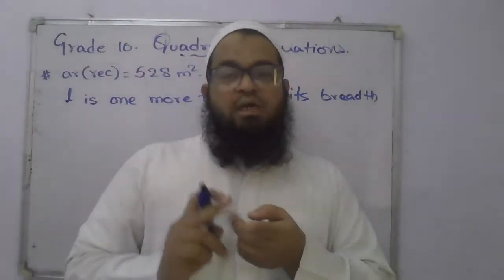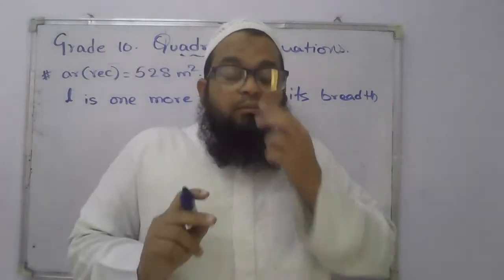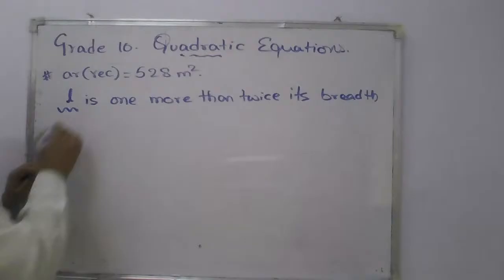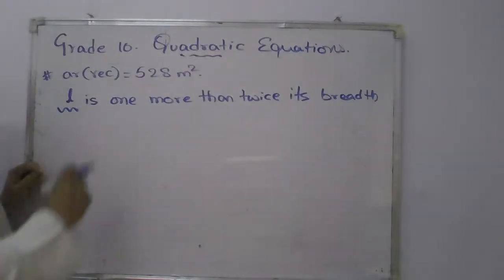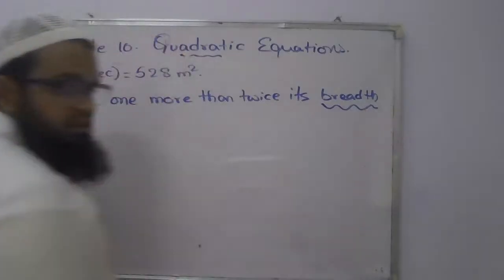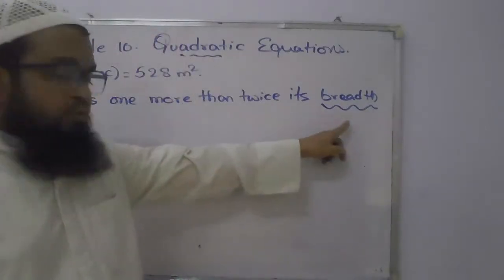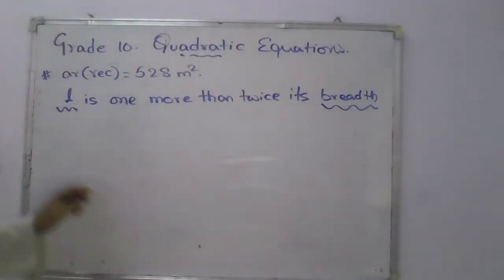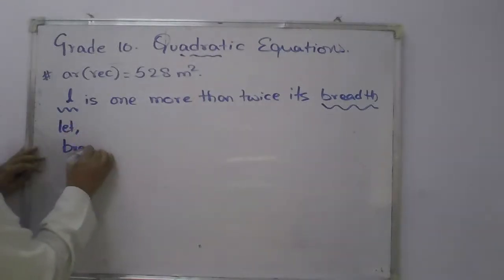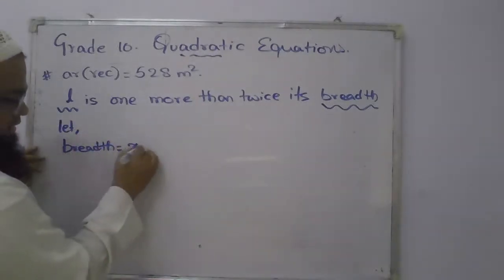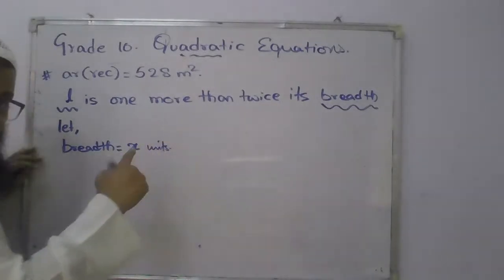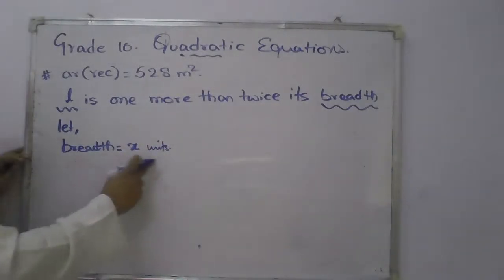Length is equal to x and the breadth is equal to y? No. Okay, how to do? See, when he has given the relation of length with respect to breadth, we assume the breadth. So let breadth be equal to x units. If you write units, you'll get marks for this. Okay, breadth is equal to x units.